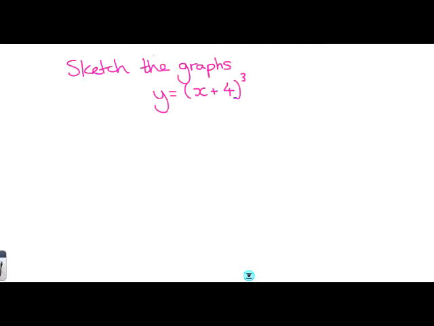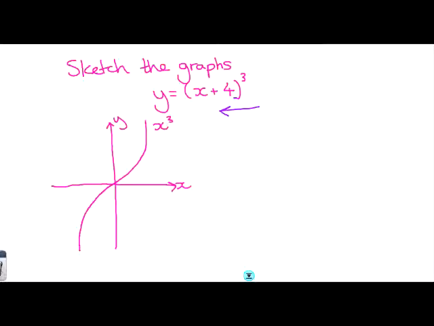So to do this, it always helps to have an idea of what x cubed looks like. So label my axes. Always do this for a sketch. Okay, it's not too bad. So there's x cubed. And now we have to do this. So we know that this actually means we're going to move 4 left.